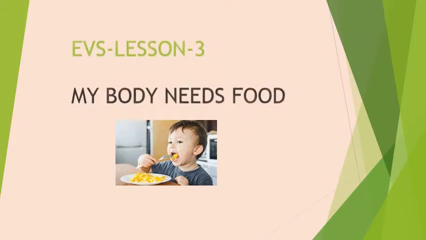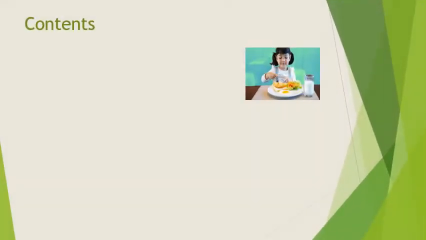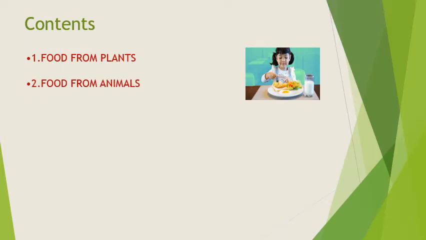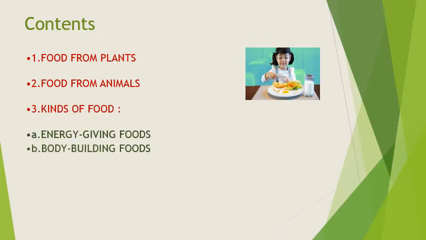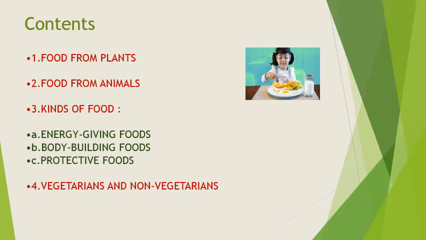Welcome to third lesson of EVS. My body needs food. Here in this lesson we will see the different sources of food. Food from plants, food from animals, the different kinds of food, that is energy giving food, body building food and protective foods. We will see who are vegetarians and who are non-vegetarians.